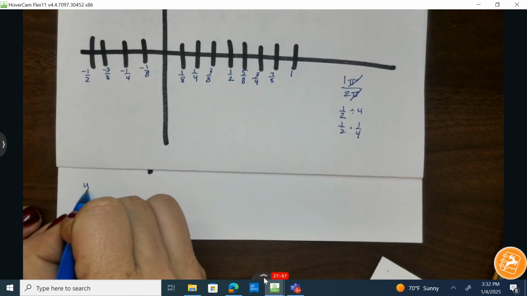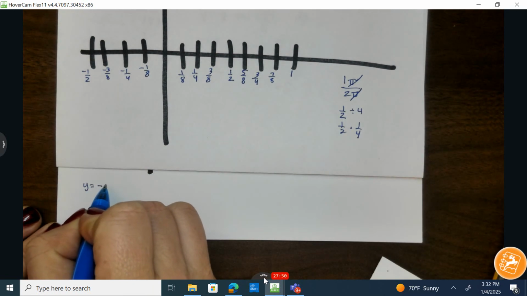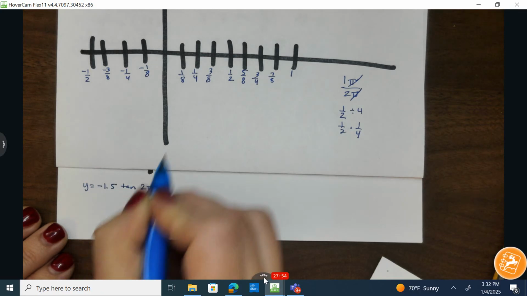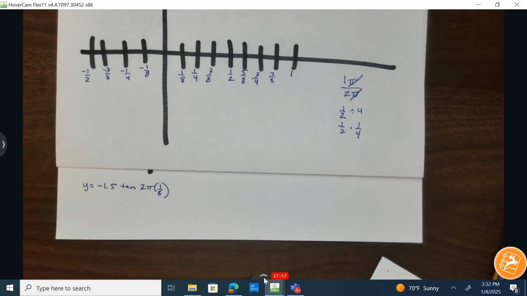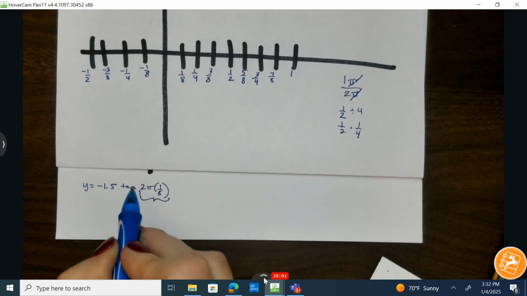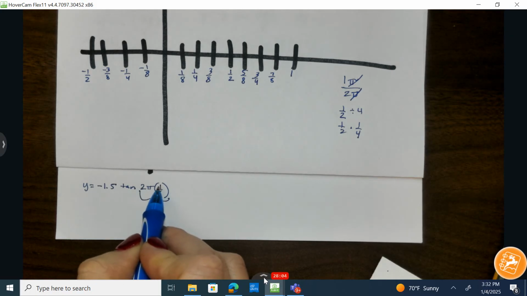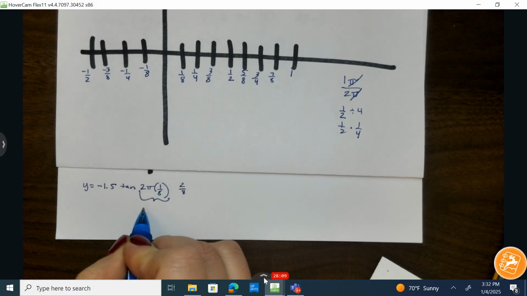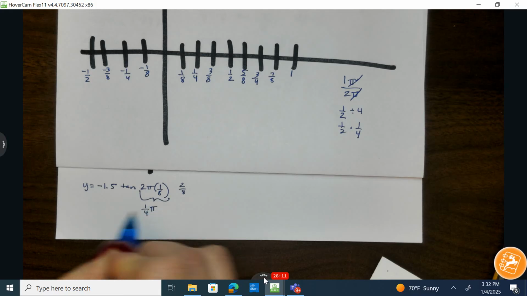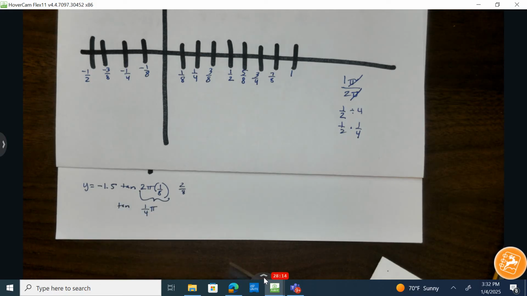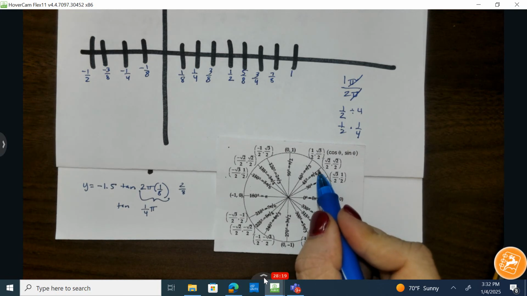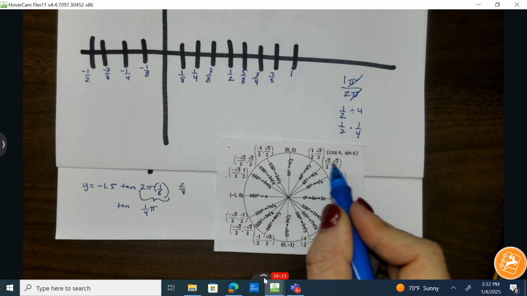Knowing that my equation is y equals -3/2 or -1.5 times the tangent of 2 pi times, so let's put in 1/8. So I input it in the first step, and then I'm going to simplify this part. So 2 times 1 is 2. And 2 divided by 8, if you're a visual learner, 2 divided by 8 reduces to 1/4. So I want to look and find out what is the tangent at 1/4 pi. This is where 1/4 pi is, or pi over 4. What is the tangent? They're exactly the same.